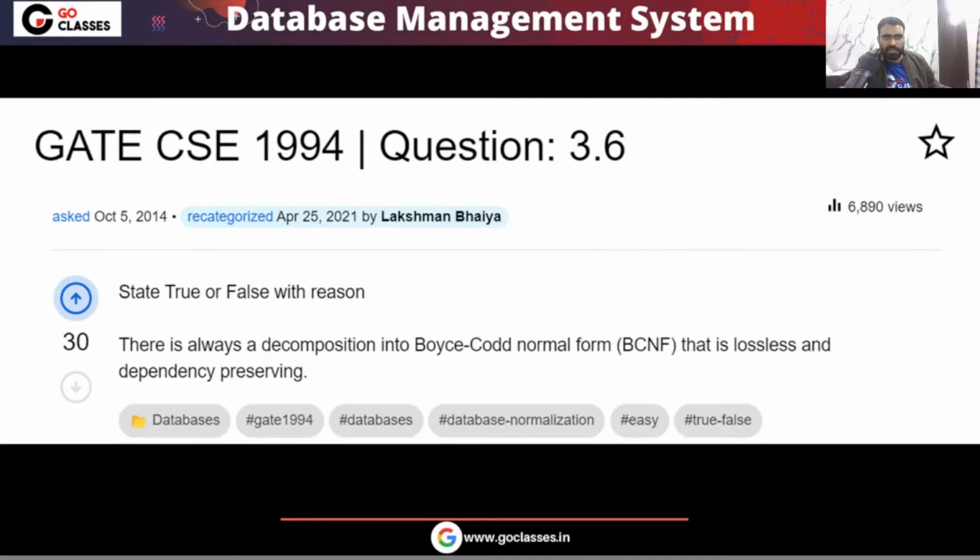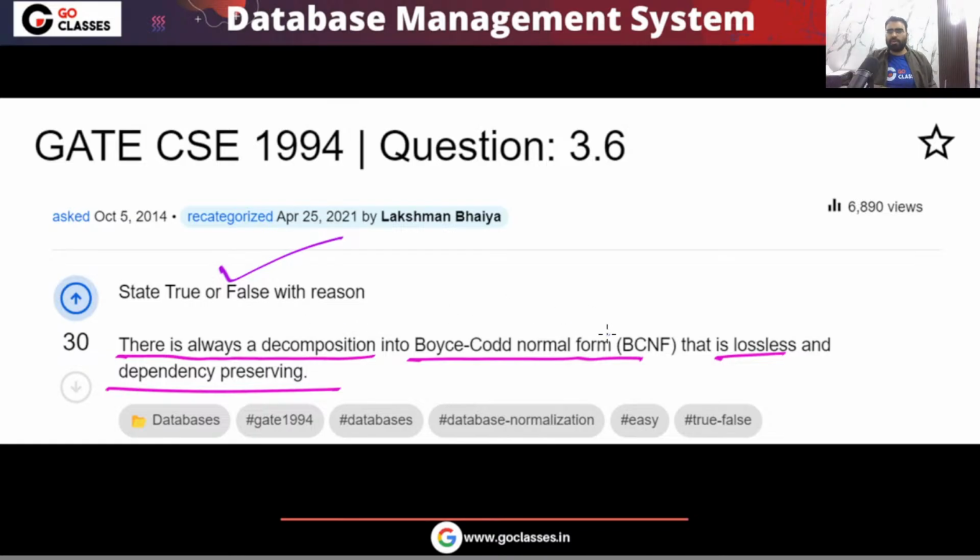This is a GATE 1994 question. State true or false with reason. There is always a decomposition into BCNF that is lossless and dependency preserving. This statement is false. Yes or no? Because there are some relations for which there is no decomposition which will give you all these three properties simultaneously: BCNF, lossless and dependency preserving.